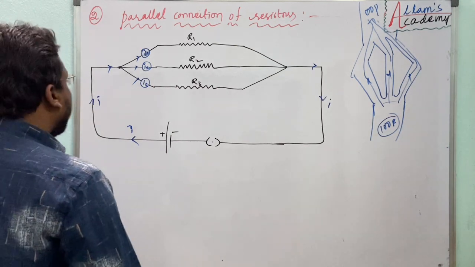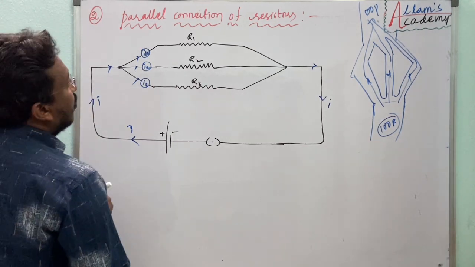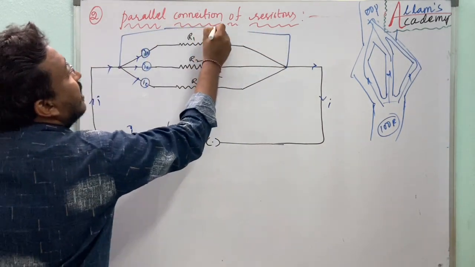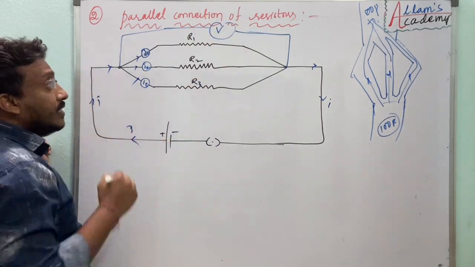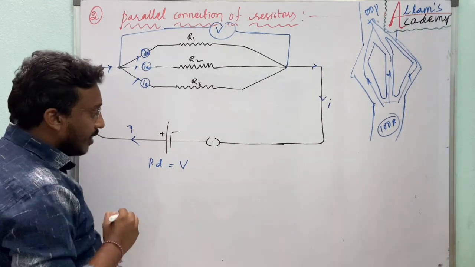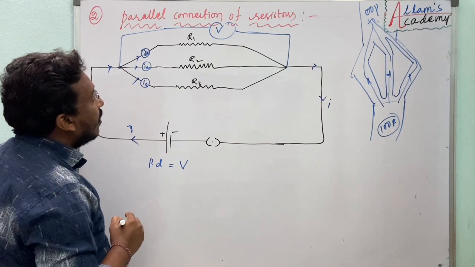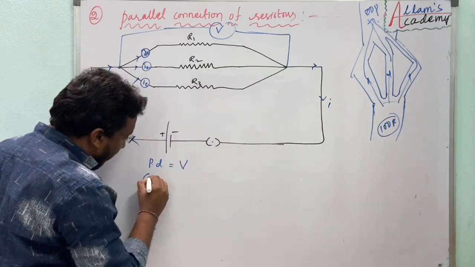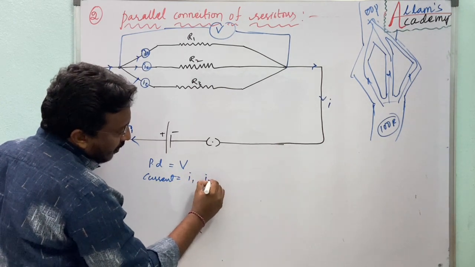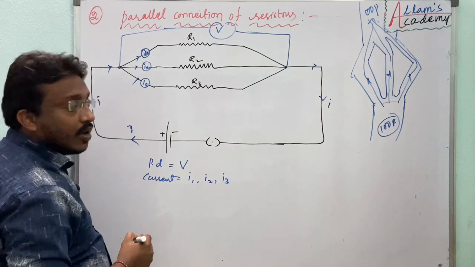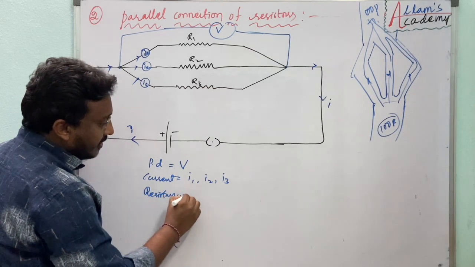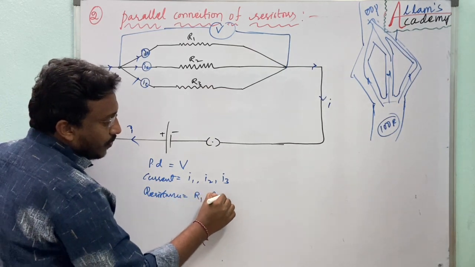So what about the potential difference? Here the potential difference between the two points is V. So which is constant here? Potential difference is constant, V. Here potential difference is constant. What about the current? Current equals I1, I2 and I3. What about the resistance? Resistance of the three resistors becomes R1, R2 and R3.